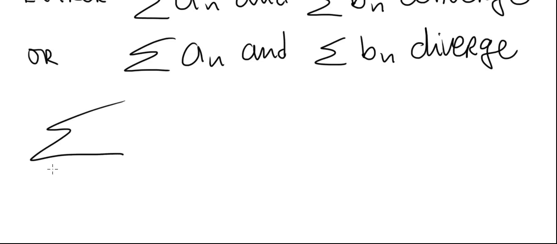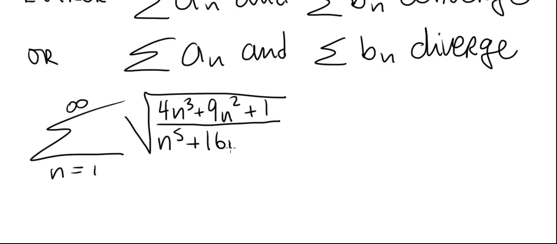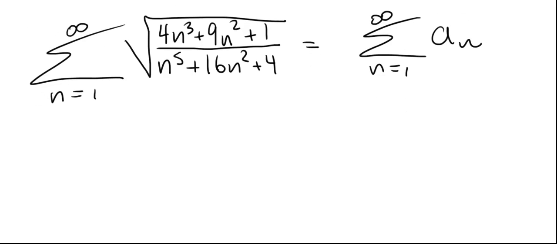The series that we're working with is the summation from 1 to infinity of the square root of 4n cubed plus 9n squared plus 1 divided by n to the fifth plus 16n squared plus 4. And as always, we call this unknown series our a sub n series. Now we have to carefully select a b sub n series so that, one, it has to be a known series. We have to easily determine if it converges or diverges, and two, the limit as n goes to infinity of an over bn must be finite and positive.